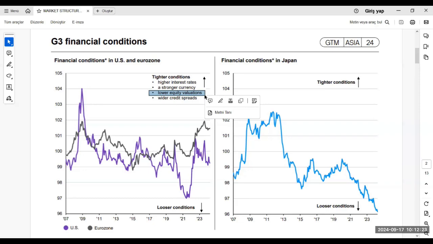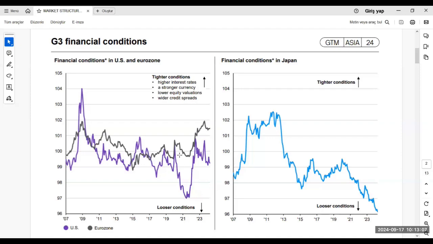But what is the initial point? Everybody borrows that money from the bank at the lower interest rate. But if the interest rate is increasing, nobody will borrow and nobody will buy equity or any type of asset from the financial market, and the prices will go down. Okay, so as you see here, if the monetary policy or financial condition is tight, this means that there is a higher interest rate, a stronger currency, no depreciation, lower equity valuation, and wider credit spread, and vice versa.